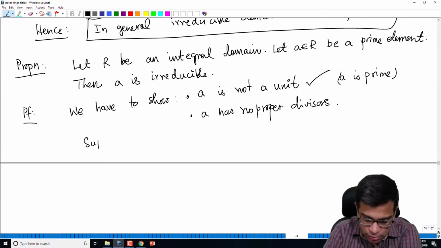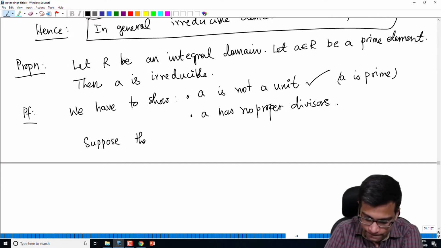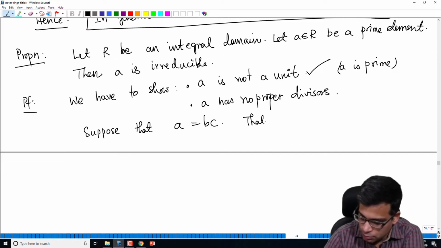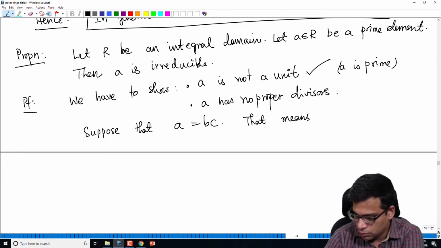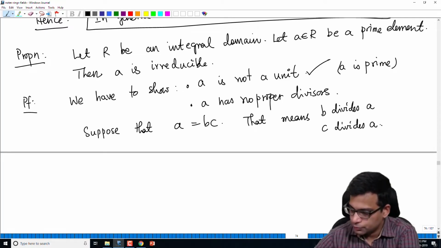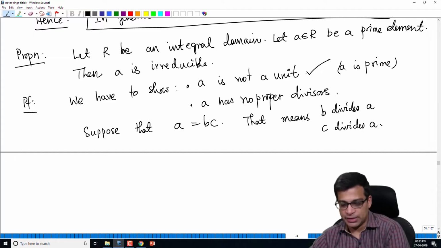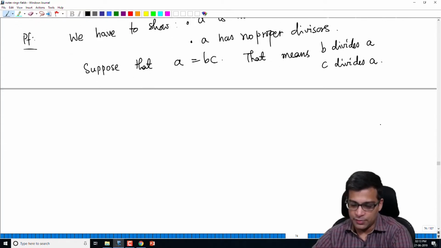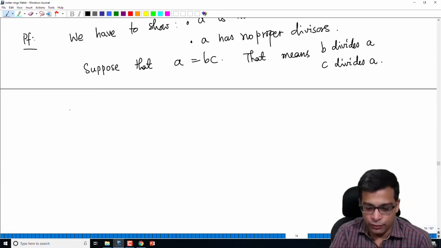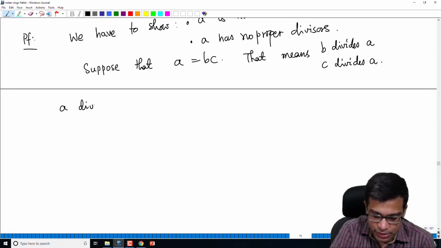So suppose we have a equal to bc. Suppose we have such a thing. That means, in particular, b divides a and c divides a. Because b times c is a, b divides a. Again, b times c is a, so c also divides a. So now let's use the primality of a. We know that a divides bc.